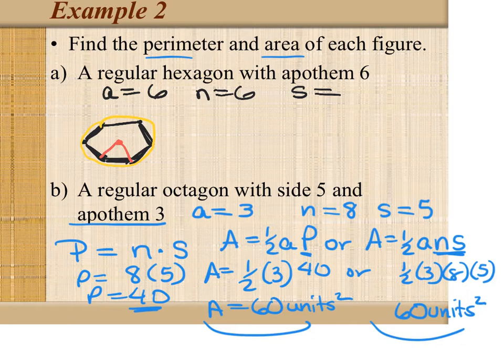I'm going to calculate the measure of my central angle. Remember, to find the measure of the central angle, you take 360 and divide it by the number of sides. This gives me a central angle measure of 60 degrees. That's the tippy top there. Now, I'm going to take out that triangle that I just formed with the 2 radii. So I'm going to enlarge it here. I'm going to pull out the triangle.